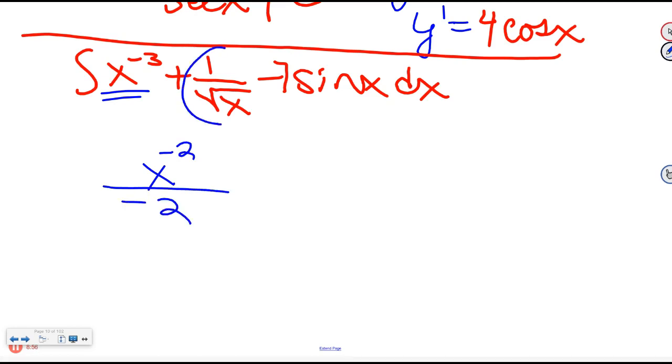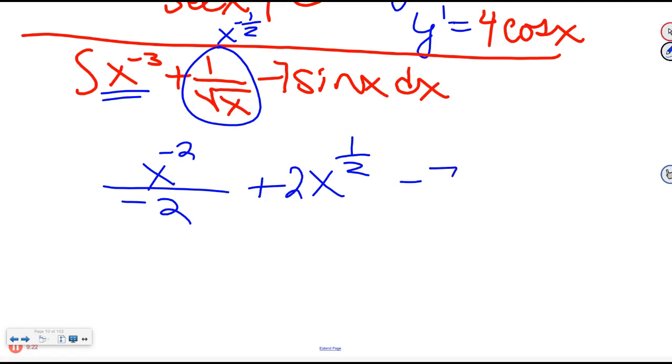This one, I have to see the power first. So in my head, I'm thinking, or I'm writing above it, x to what power? Negative 1/2. Yep. I still add 1 to it, disguised as 2 over 2. Agreed? So I actually get plus x to the 1/2 divided by 1/2. So instead of dividing by 1/2? Yep, Joe, multiply by 2. Perfect.